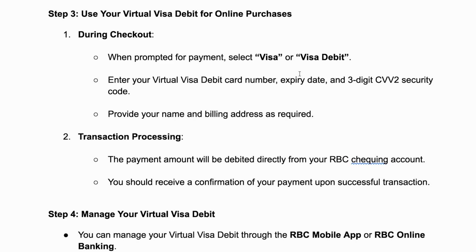If you'd like to use your virtual Visa Debit for online purchases, when prompted for payment, select Visa or Visa Debit. Enter your virtual Visa Debit card number, expiry date, and 3-digit CVV2 security code. Then provide your name and billing address as required.